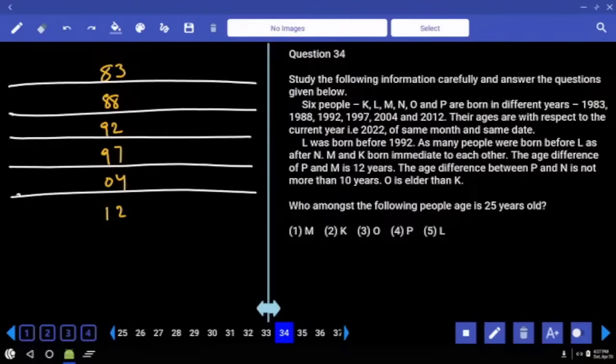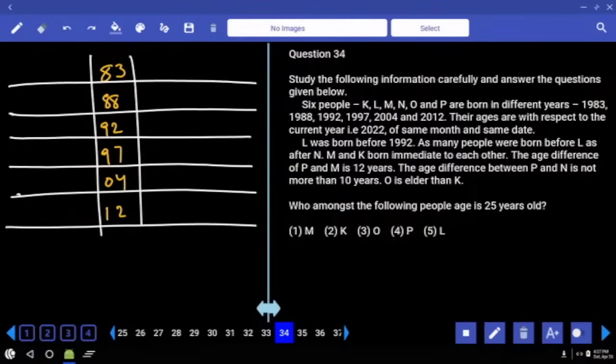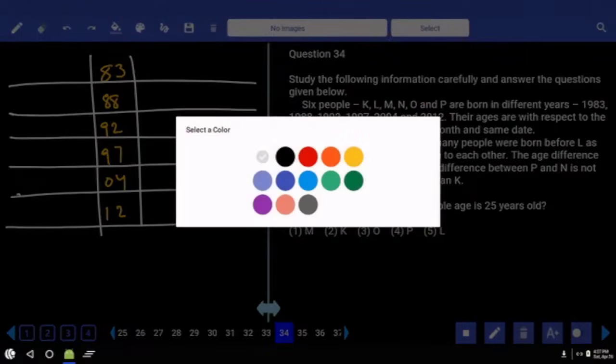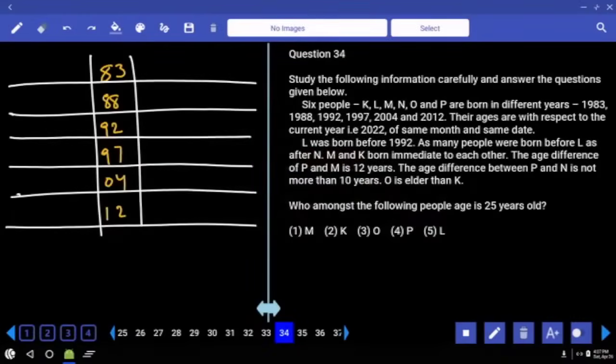The one who was born in the year 1983, by 2022, tell me what is his age? 17 plus 22 how much? 39. Then 83 plus 5 minus 5 is how much? 34. 88 plus 4 is 92 minus 4 is how much? 13. Plus 5 minus 5. Then here plus 7 minus 7. Clear? And next one plus 8 minus 8.